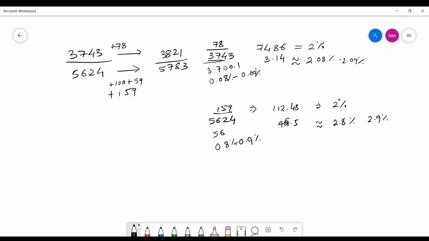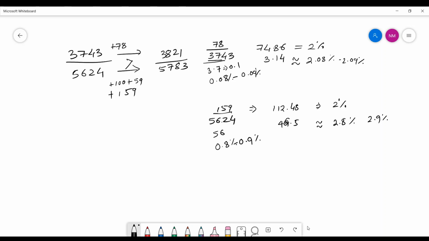The percentage change in the denominator is more than the change in the numerator. So my denominator is going to be the dominant factor in the calculation of the ratio, and since the denominator has increased, my ratio is going to decrease, right? So this particular ratio will be less than this particular ratio.